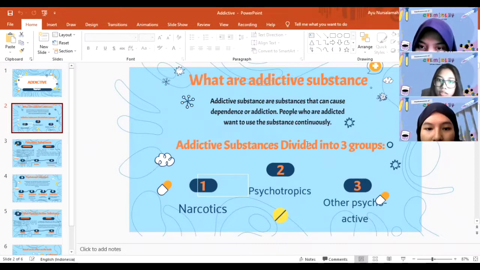Okay, addictive substances are divided into three groups. First is narcotics, the second is psychotropics, and the third is other psychoactive substances.